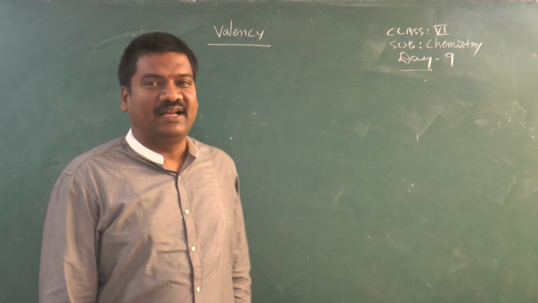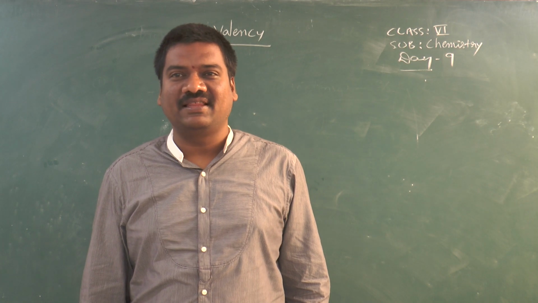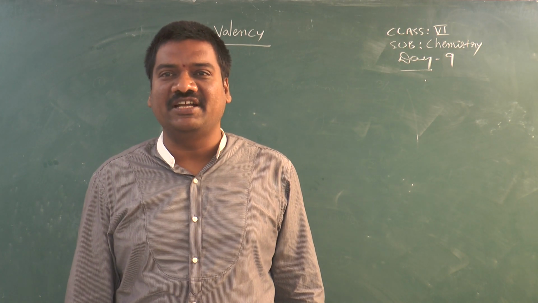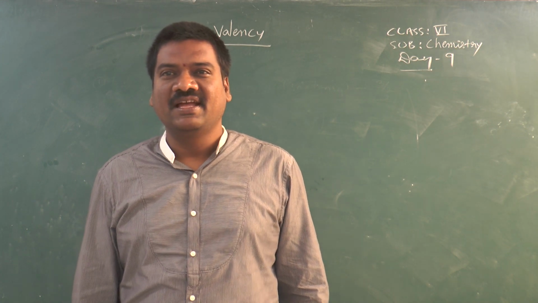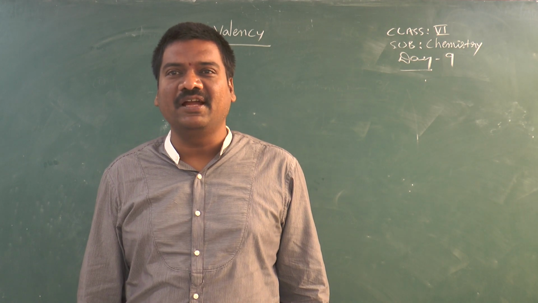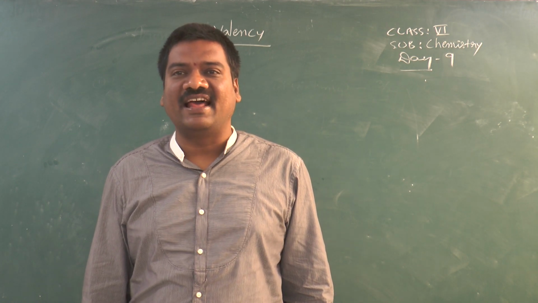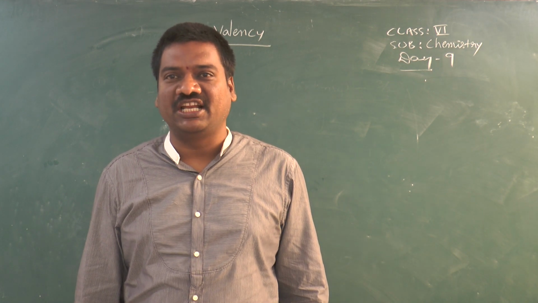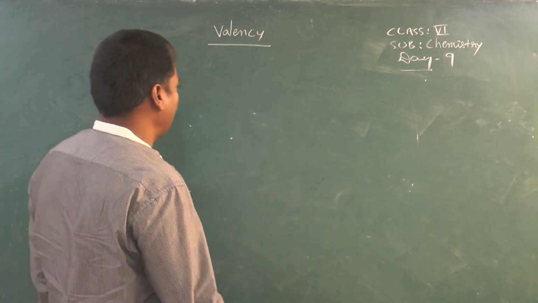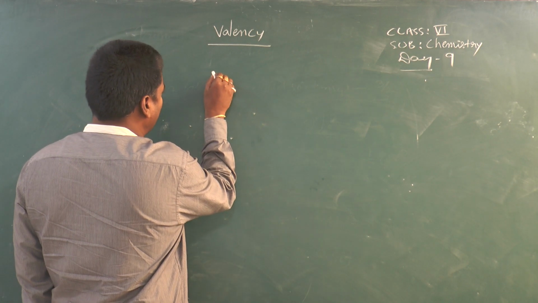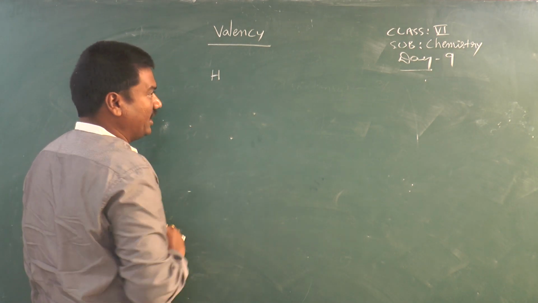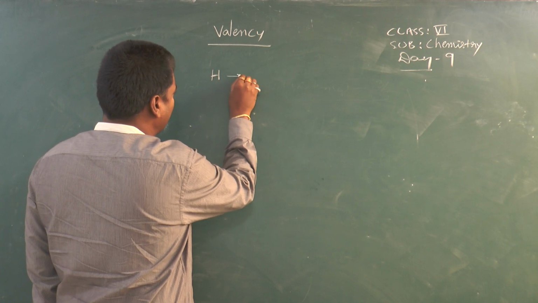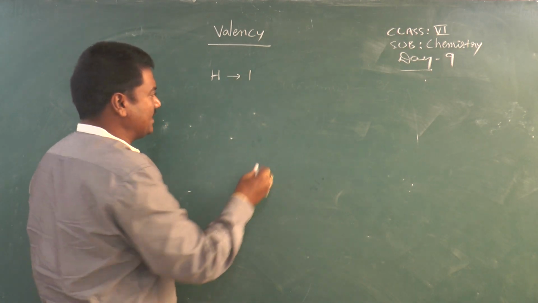Here, valency is nothing but the combining capacity of an element. This valency depends upon the number of valency electrons present in the valency shell or outermost shell in an atom. For example, if you take a simple element like the hydrogen atom, the atomic number is 1 and it has one valency electron.